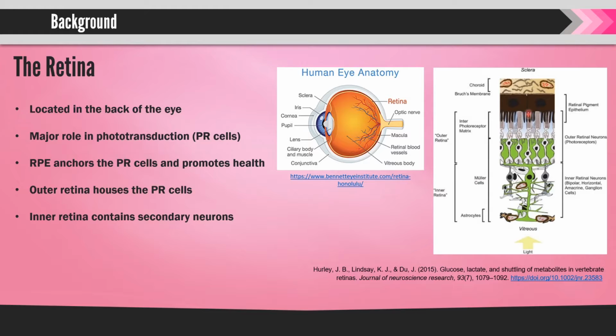So the next layer that you have are the photoreceptors themselves, and they're going to be in the outer retina, right? And then lastly, you're going to have the inner retina, the innermost part of the retina. And these are going to host the secondary neurons, like your bipolar cells, horizontal cells, amacrine cells. And this is where you're going to have your signals being sent to the optic nerve and out into the central nervous system. So here you have the vitreous, which is the empty area where the light's going to be kind of coming in.